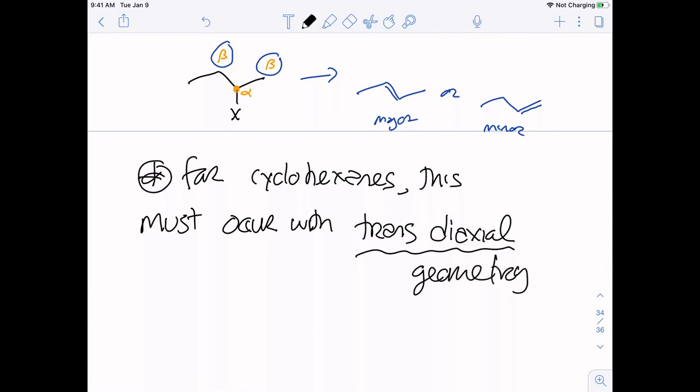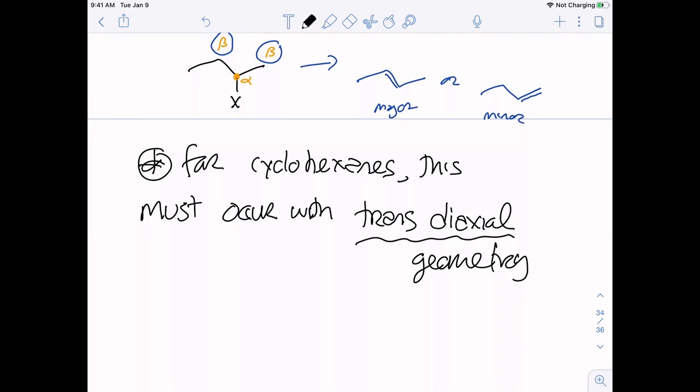This actually can have an effect on the regiospecificity of it. We might not actually get the more substituted product anymore. It just might not be possible because it has to be trans diaxial. So this may affect the regiochemistry. By regiochemistry, I just mean it may affect what region, right, where part of the molecule we're taking that hydrogen from.